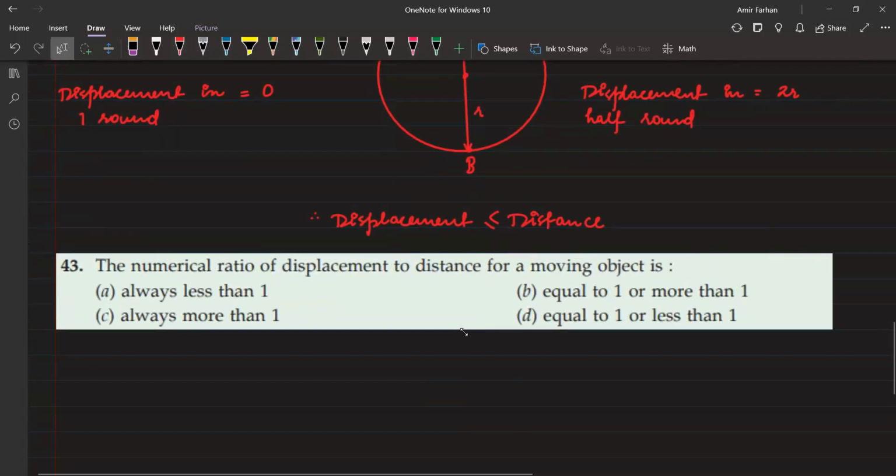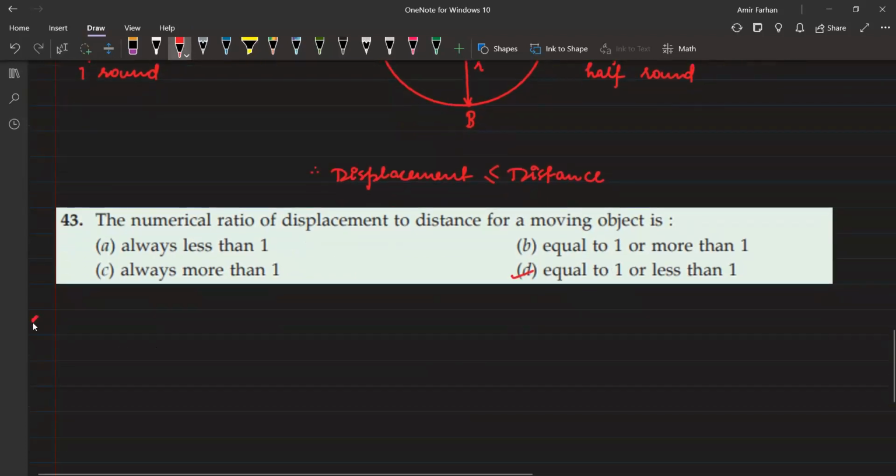Please let me know the answer of this. The numerical ratio of displacement to distance of a moving object: is it equal to 1 or less than 1? Less than 1. Yes, it's absolutely correct. Very good, Ayaan.